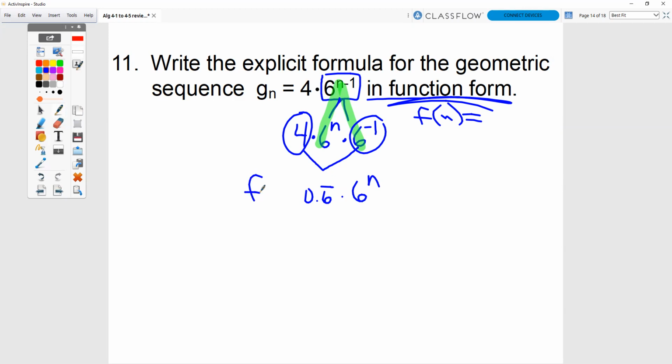So now we just have f of n equals 0.6 repeating times 6 to the n power. But again, we want to split that exponent. 6 to the n minus 1 becomes 6 to the n and 6 to the minus 1.